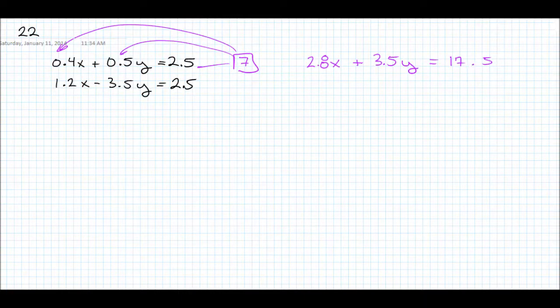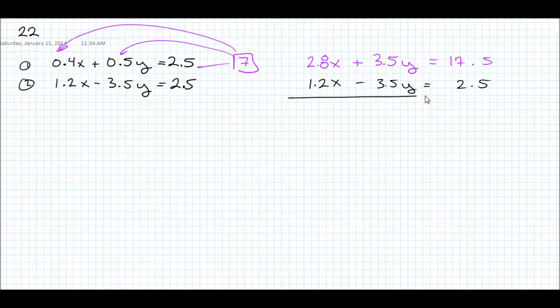Okay, the bottom equation we don't have to do anything with. It's equation number 2. We don't have to do anything. We're just going to move it over. 1.2x minus 3.5y equals 2.5. Match all the decimal points up so we don't make mistakes. Okay, we can just add these things up together. 2.8x plus 1.2x is equal to 4x. 3.5y minus 3.5y goes away at 0. 17.5 plus 2.5 is equal to 20. So 4x is equal to 20. Divide each side by 4, so you're going to get x is equal to 5.